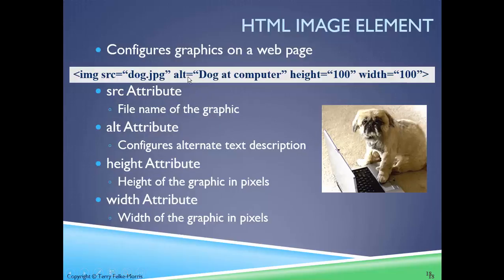But today, because so many people who go out on the web are sight impaired, we put an alt attribute in there, so that if someone is sight impaired, through the speaker on their browser, they'll hear "dog at computer."